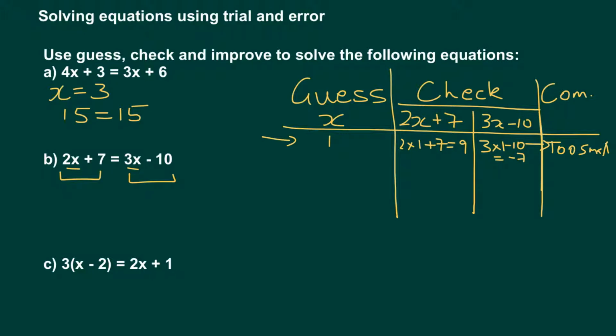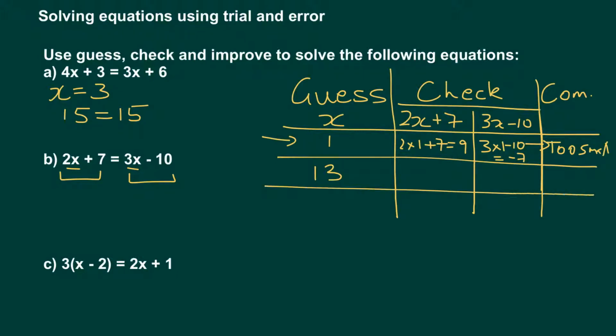Running out of space here, so I'll just point to it and say it's too small. So we need to find another guess for the value of x, which is a lot higher. So why don't we try something like 13. Let's try that. So we have 2 times 13 plus 7, which gives us 2 times 13 is 26 plus 7 is 33. Then we have 3 times 13, which is 39 minus 10 gives us 29. There you go. We're already close.